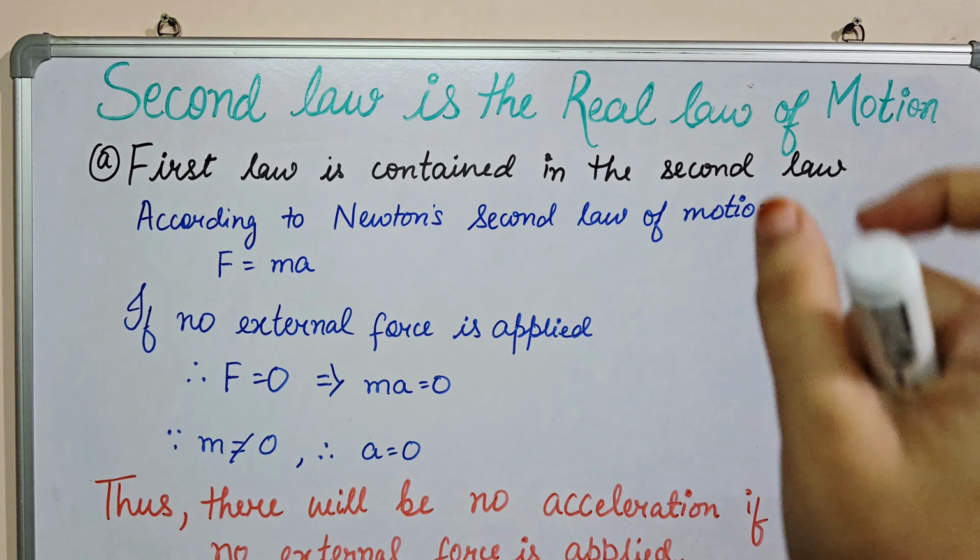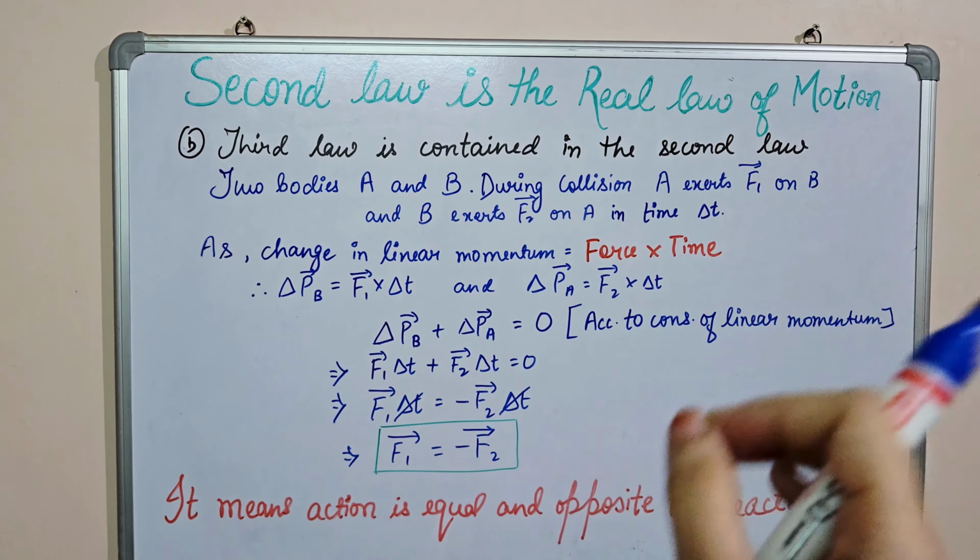And what are we left with? F1 is equal to minus F2. So what does it mean, students? That every action has an equal and opposite reaction. That is the third law of motion.